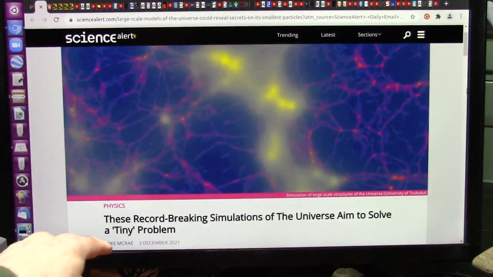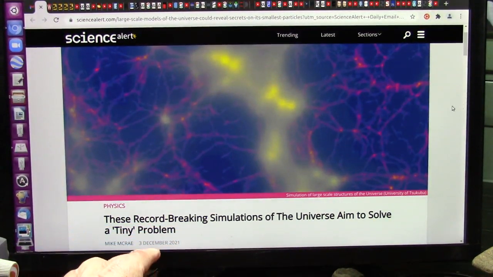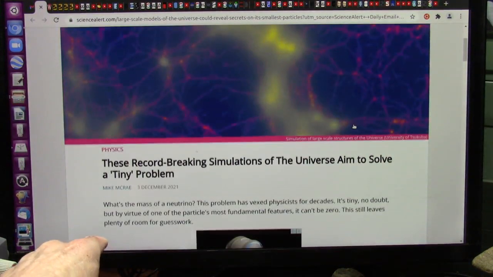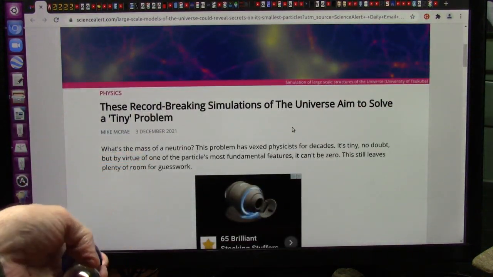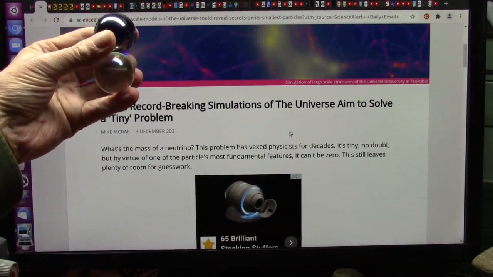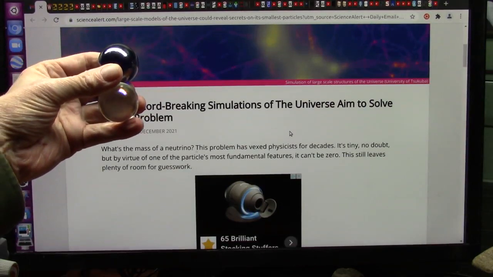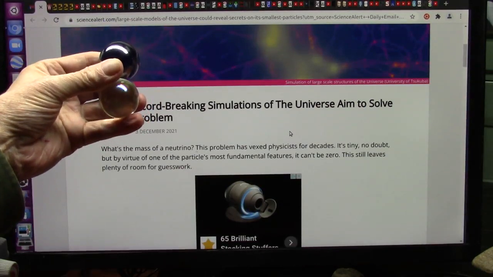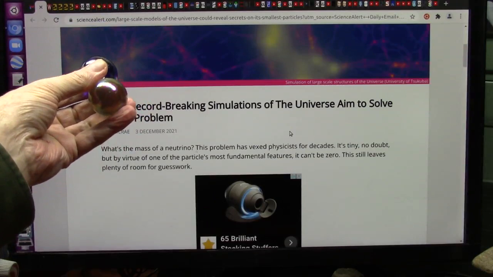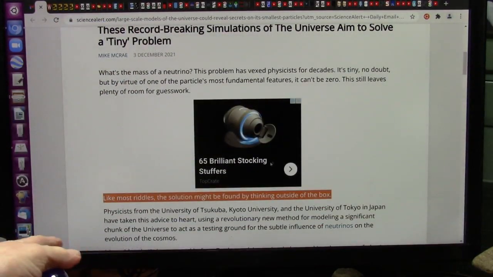Okay, so here we are, just yesterday. These record-breaking simulations of the universe aim to solve a tiny problem. What's the mass of a neutrino? Now, I showed you that these are neutrinos, and one of them, the white one, I am claiming is the electron neutrino, the black one is the muon neutrino. And that's simulation from CERN and from the rest of them. That's what they say it is. Now, how much does it weigh?